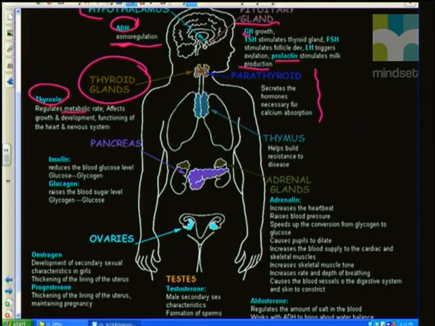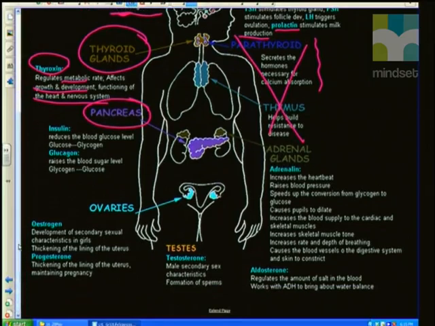It affects the growth and development with growth hormone. It also affects the functioning of the heart and the nervous system. A little below that is the thymus, which helps to build resistance to disease. Again, these two are not for exam purposes. We have the pancreas, which is there for exam purposes: insulin and glucagon.